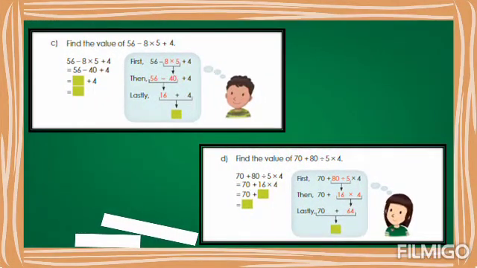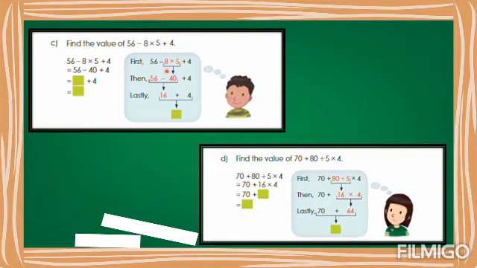So we have here another example, class, to elaborate our discussion. I hope that these two more examples will really help you in understanding better and deeper on the lesson. So first one, find the value of 56 minus 8 times 5 plus 4. As I mentioned before in the previous slide, we're going to do first either the multiplication or division. But since there is no division here, we'll apply first the multiplication.